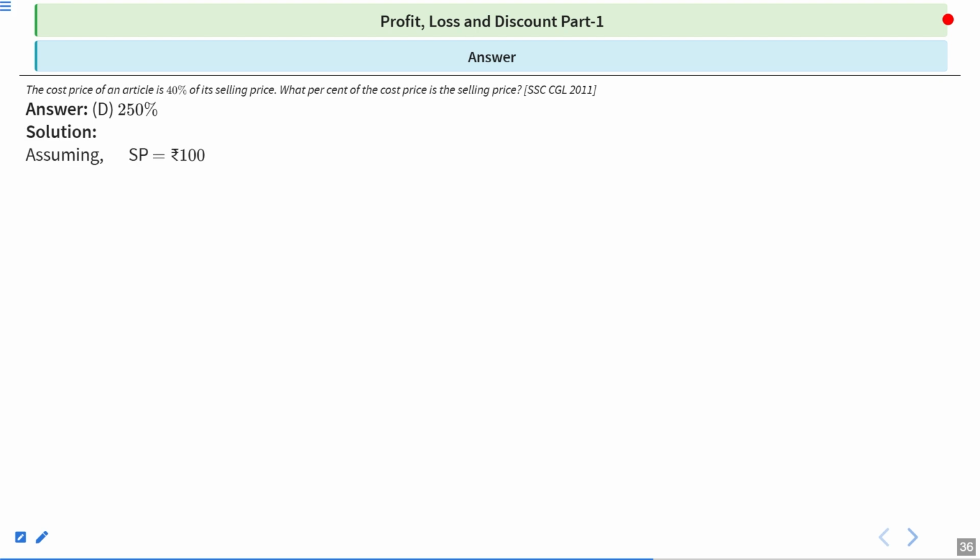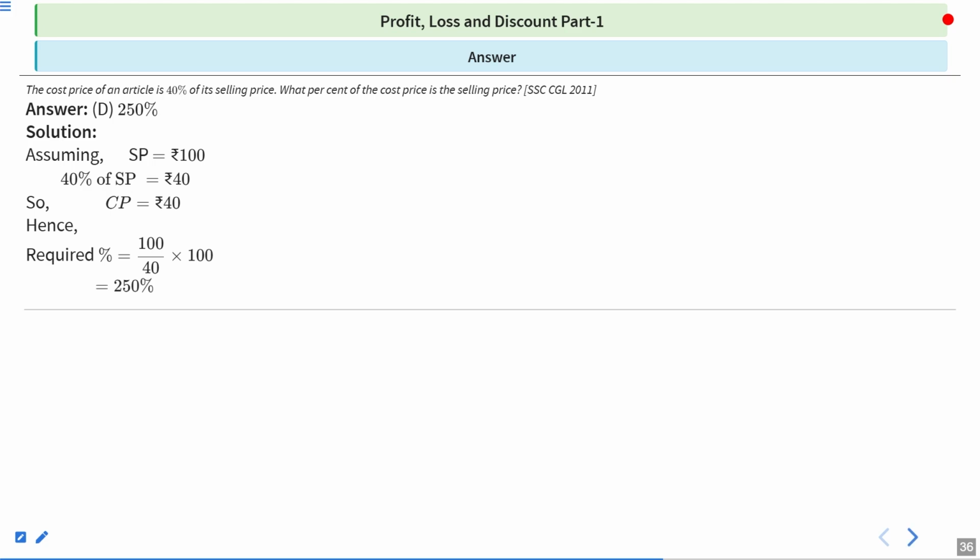So assuming selling price is equal to 100 rupees, the 40% of the selling price will become 40 rupees. So cost price is 40 rupees. Hence, the required percentage will become, because we know the selling price is 100 and the cost price is 40 rupees. So what will be the required percentage? Selling price upon cost price multiplied by 100. So 100 upon 40 into 100, we get 250%. So D is the correct answer. Next one.